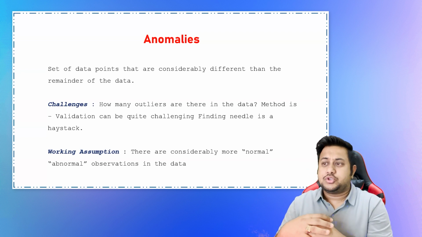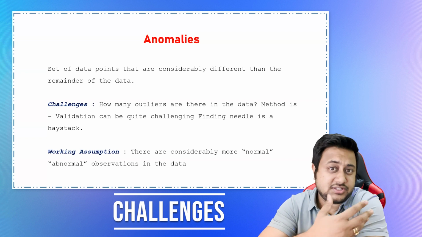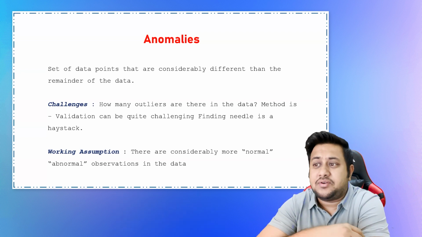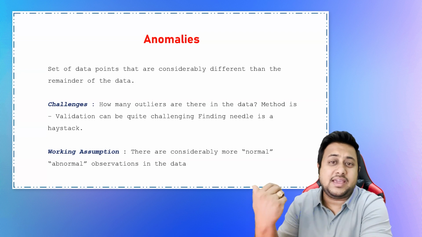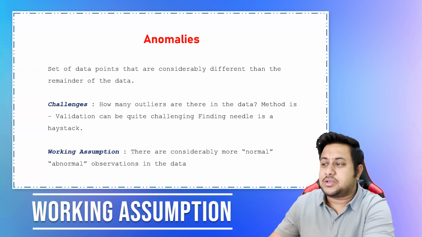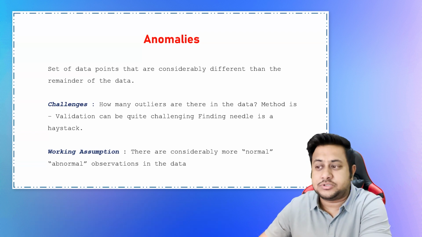Okay, so challenges: how many outliers are there in the data? That is the challenge. Validation can be quite challenging. It's like finding a needle in a haystack. Working assumption: there are considerably more normal observations than abnormal observations in the data.